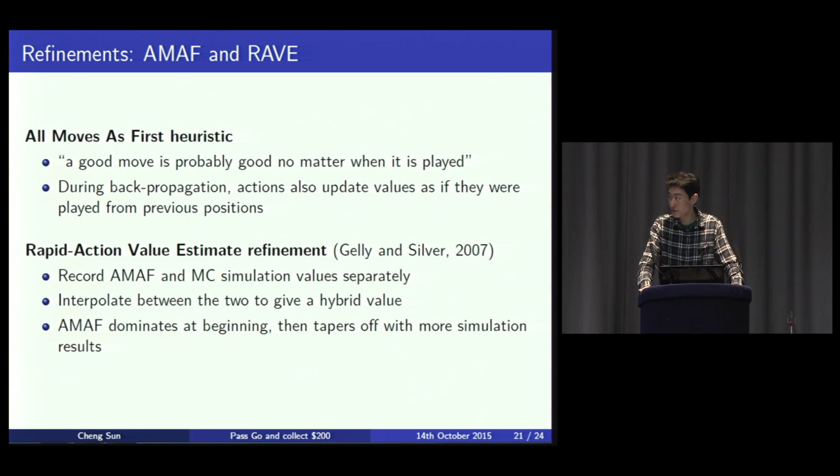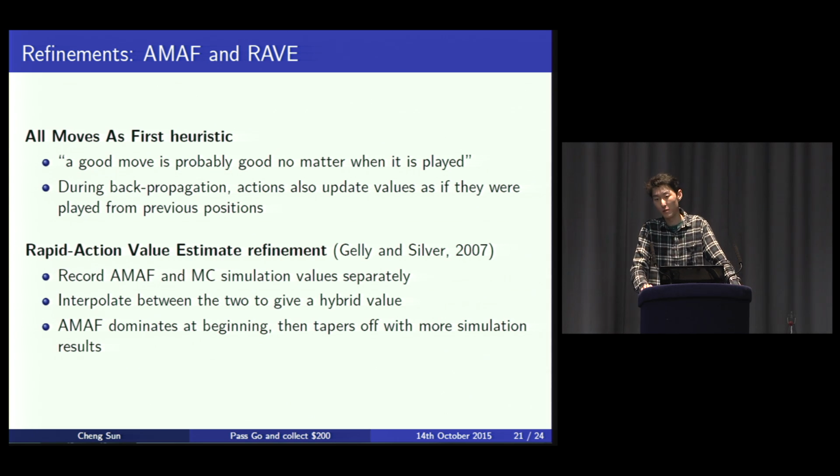So this is all well and good, but in 2007, Gelly and Silver came up with a refinement which, once again, added a huge amount of strength to Go engines. And this is interesting because up to now, I've been talking about Go AIs, but I haven't actually included any kind of references to Go. The algorithm so far is pretty game agnostic. You can apply it to many different games. But this is a very good heuristic, which is especially applicable to Go. And the heuristic is called AMAF, all moves as first.